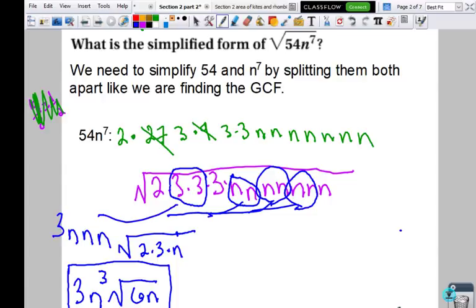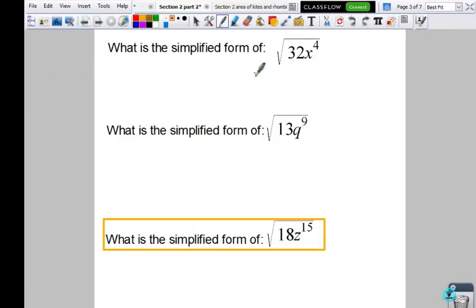All right, let's keep going. We'll do another one, then you guys will try 1 or 2. Okay, we're going to simplify the square root of 32x to the 4th. So I'm going to go 32x to the 4th. And Kinsey, start us off. What can I multiply to get 32?